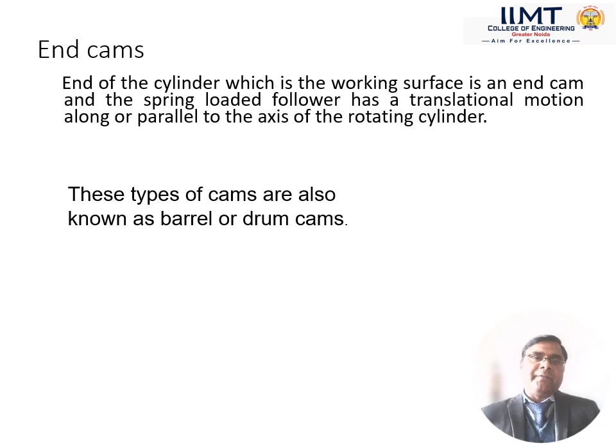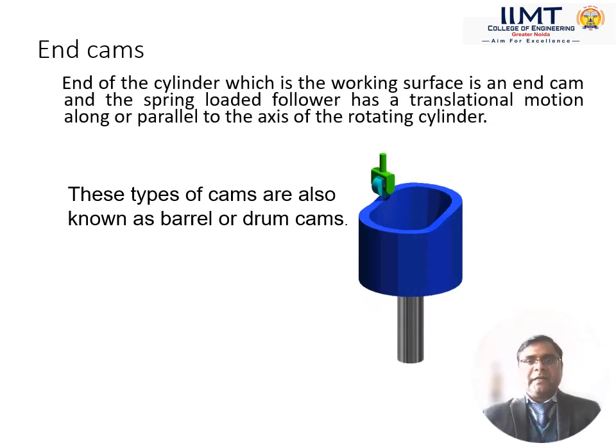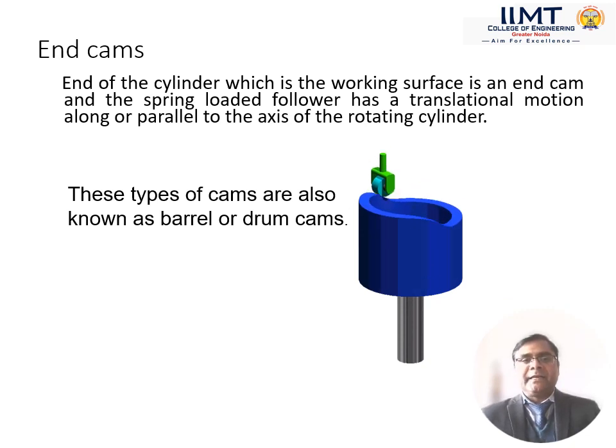Another type of cylindrical cam is the end cam. In this type of cam arrangement, the working surface of the cylinder is the end surface. The end of the cylinder, which is the working surface, is the end cam, and the spring loaded follower has translatory motion parallel to the axis of the rotating cylinder. So when the cylinder is rotating, the follower has translatory motion parallel to the axis of the shaft of the cylinder. This type of cam is also known as the barrel or drum cam.